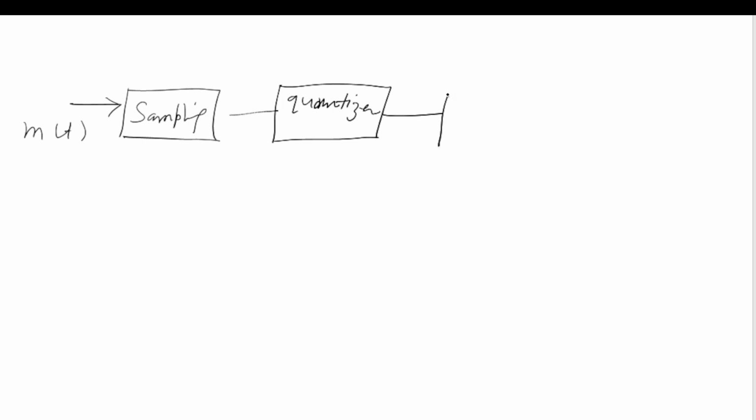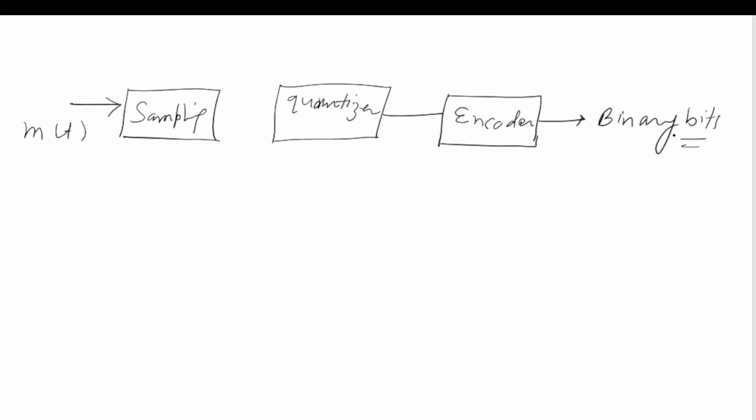After the quantizer, some quantized values are obtained, and those quantized values are converted into binary bits. For the binary conversion, an encoder is used. Then finally the binary bits are obtained. So after sampling, this is the sampled signal. Then after the quantizer, this is the quantized signal, and this is the binary bits.